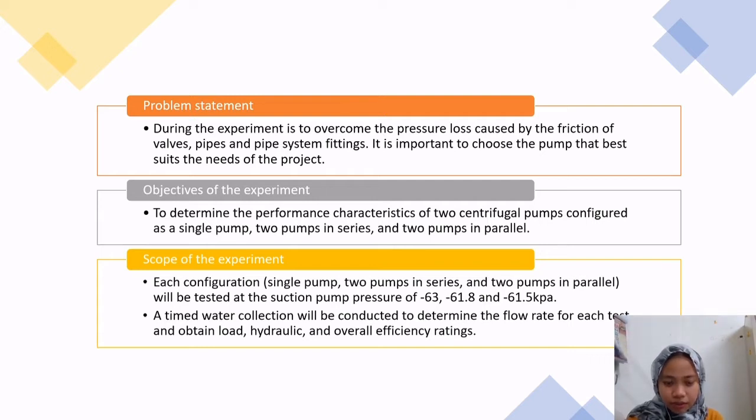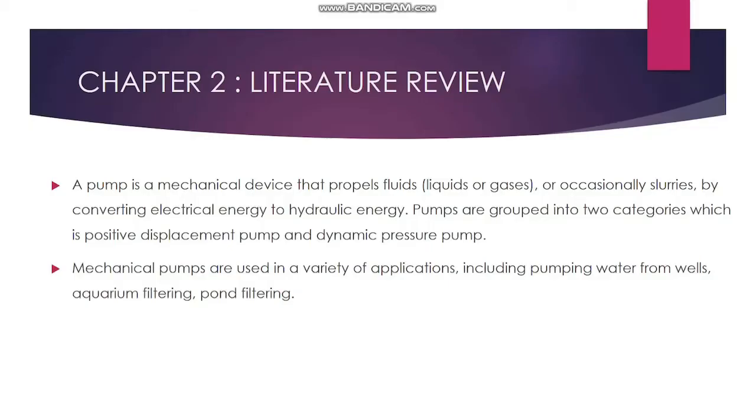Scope of the experiment: each configuration, a single pump, two pumps in series, and two pumps in parallel, will be tested at suction pump pressures of -63, -61.8, and -61.5 kilopascal. A timed water collection will be conducted to determine the flow rate for each test and obtain load, hydraulic, and overall efficiency ratings.